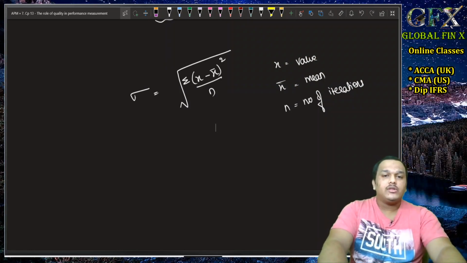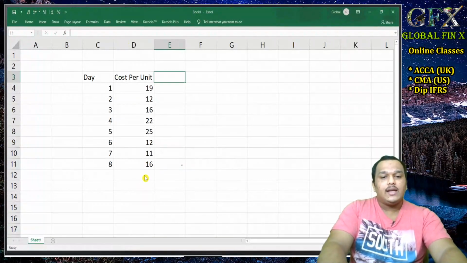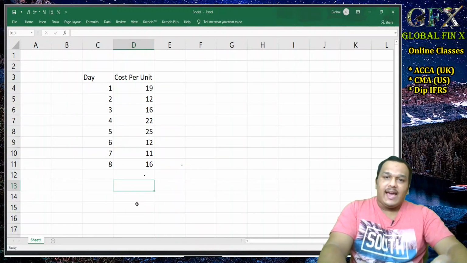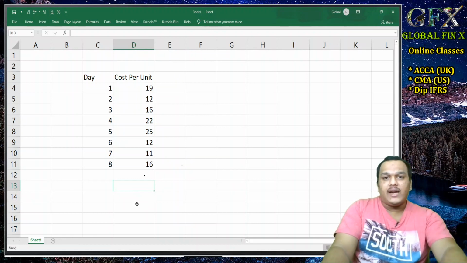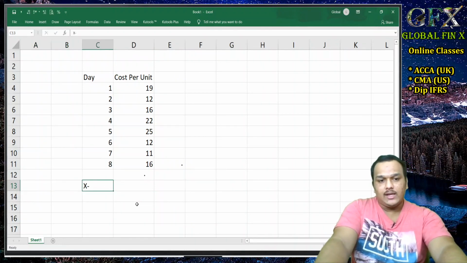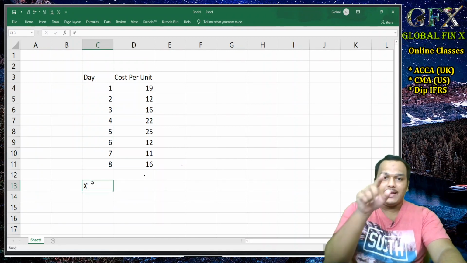Now, using this formula, let's calculate the standard deviation for this particular scenario. First we need x, right? First we need to calculate the average. Mean is the average, so I'll call it x, and I'll put a hyphen on top of that. Instead of x bar I'm putting this because I cannot put x bar in Excel, so I'll keep this as the x bar.